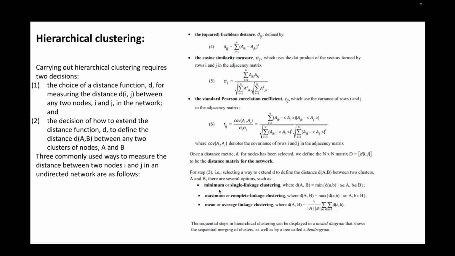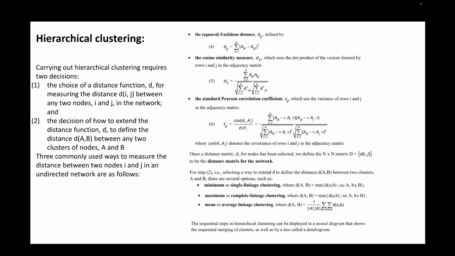There are several options. First is the minimum, or single linkage clustering. It's the minimum distance between any pair of nodes in the two clusters. Second can be the maximum distance between two clusters. You take all the nodes of two clusters and measure distances between them. The maximum distance between any two nodes of those two particular clusters is basically your complete linkage clustering, or maximum distance between the two clusters.